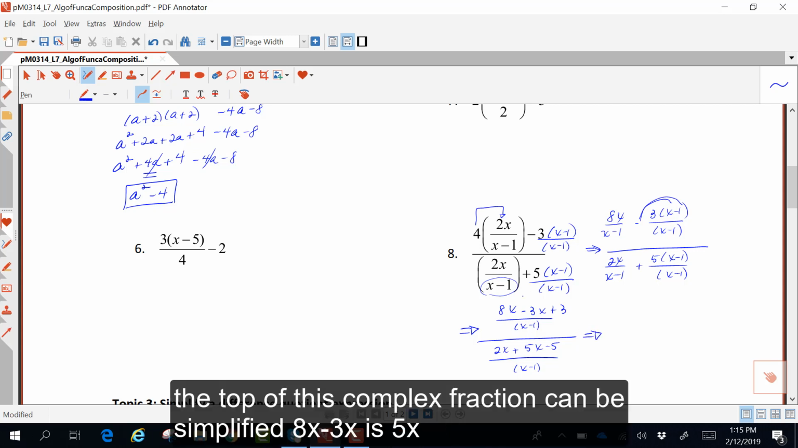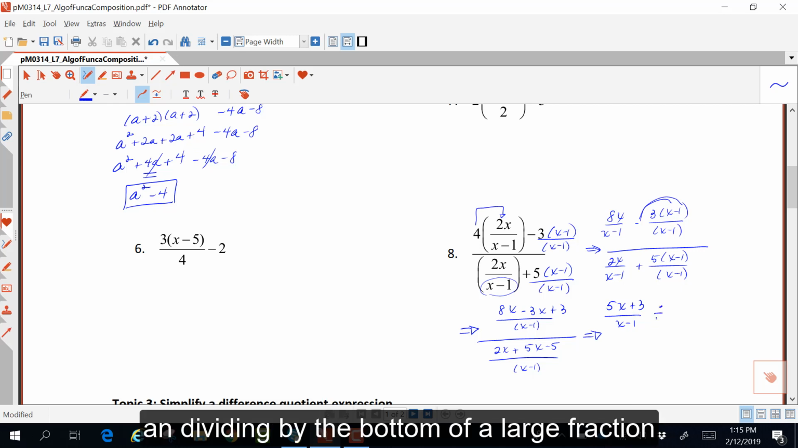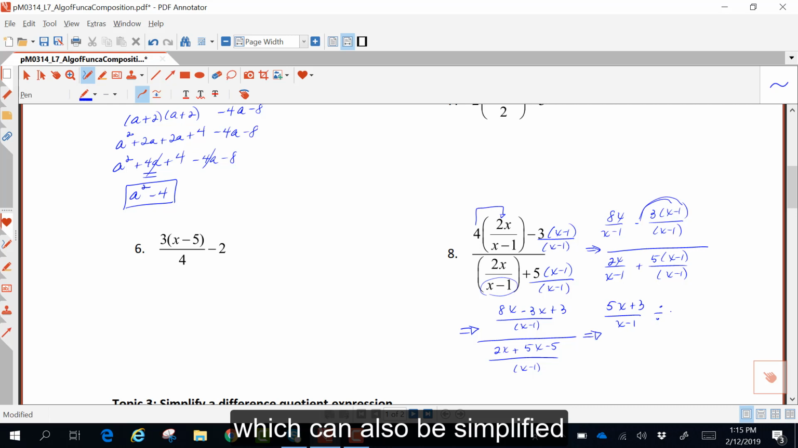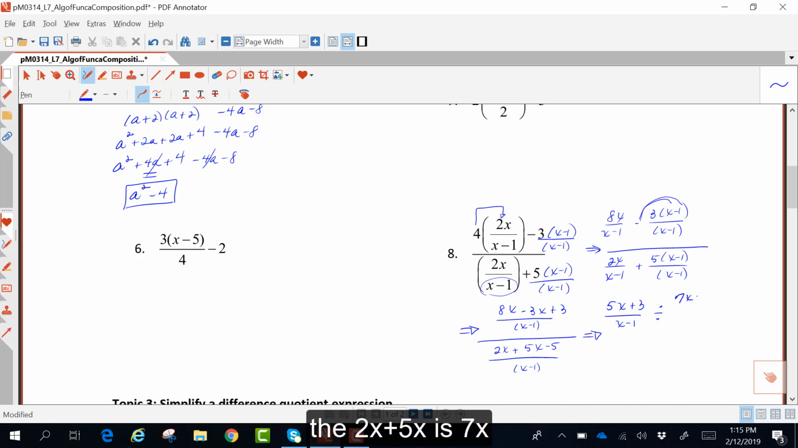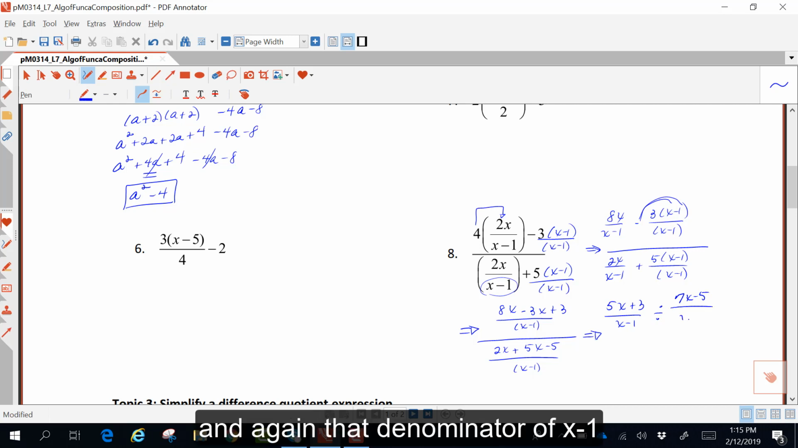The top of this complex fraction can be simplified. 8x minus 3x is 5x. And I'm dividing by the bottom of the large fraction, which can also be simplified. The 2x plus 5x is 7x. And again, that denominator of x minus 1.